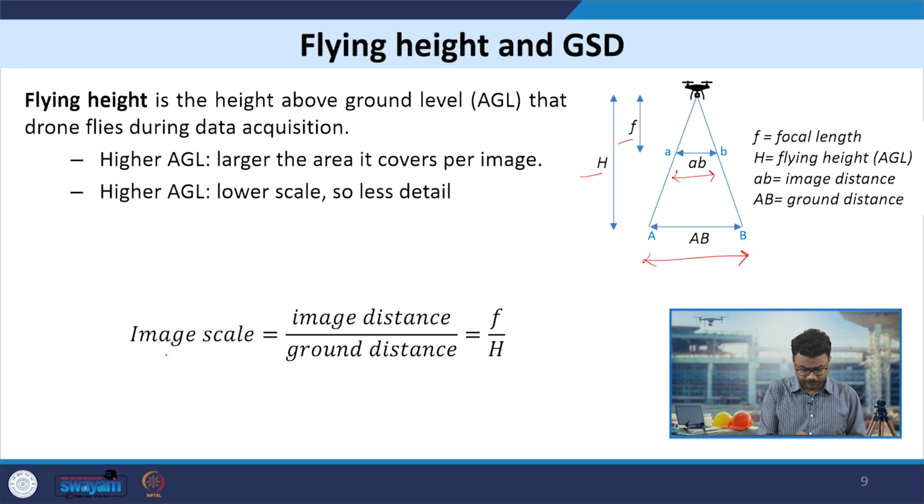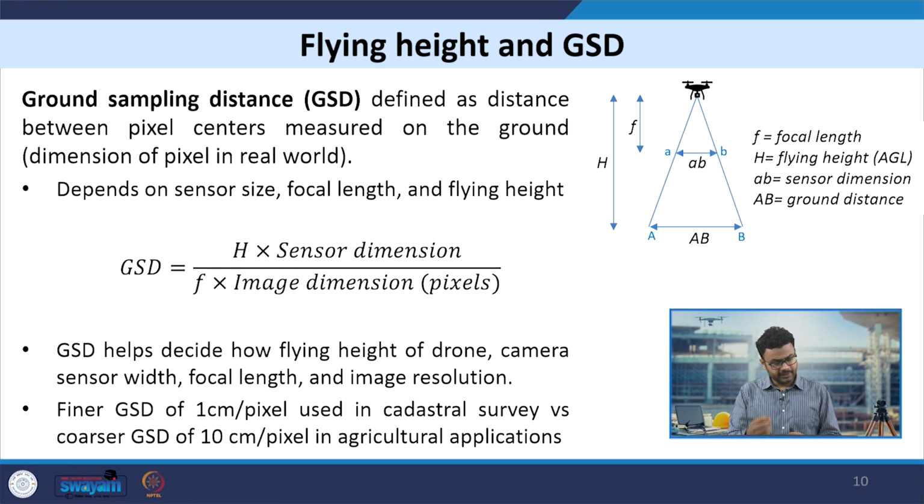Image scale is defined as image distance by ground distance, as we are already aware, which is equal to focal length by flying height. This can be shown by similarity of triangles. And this is equal to small ab by capital AB. Next we have the ground sampling distance, which is defined as the distance between pixel centers measured on the ground, which is the dimension of the pixel in the real world.